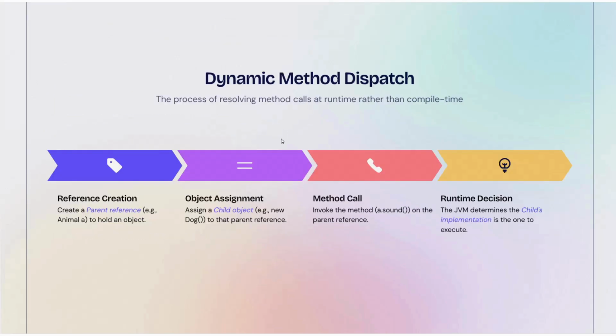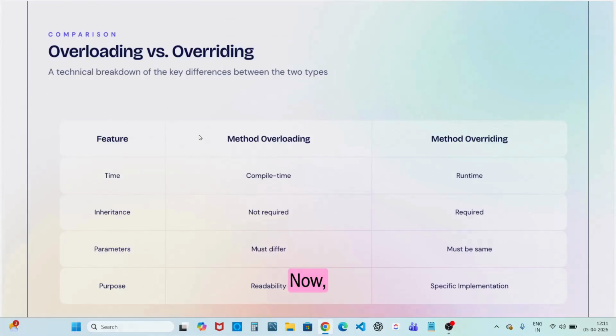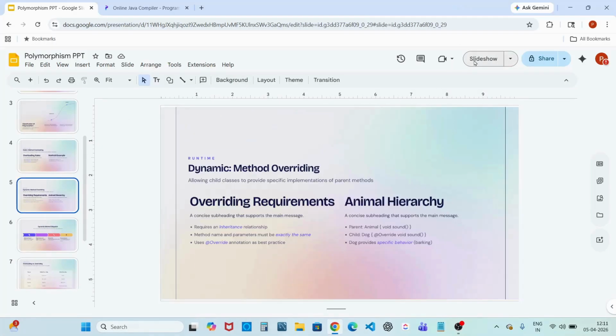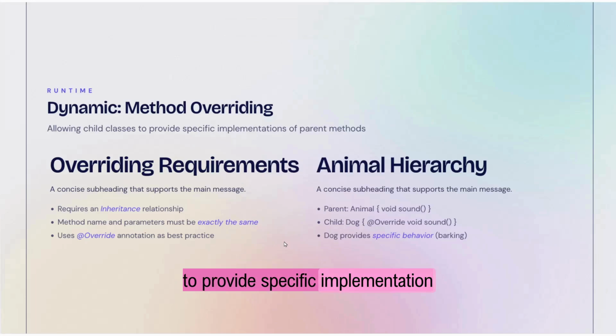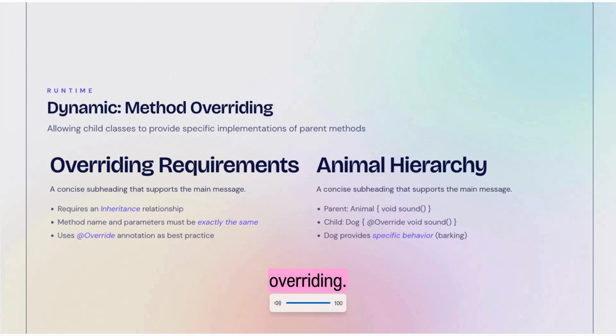Now method overriding. Now we are saying method overriding. Okay. So what is method overriding? Allowing the child classes to provide specific implementation of parent methods. This is known as method overriding. Okay. So as we know, in the inheritance example, we are creating a base class and a child class. Okay. So the child class is inheriting the properties of the base class. So this is known as method overriding.